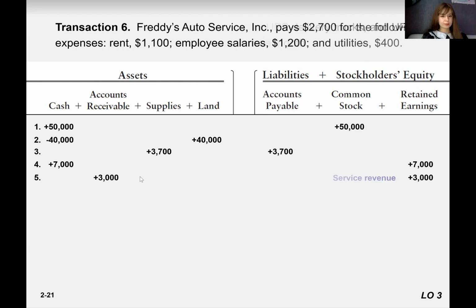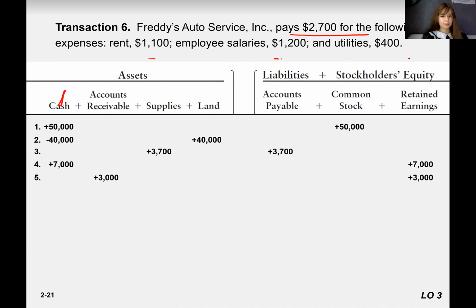Good. Transaction 6. Friday Auto Service pays 2,700 for the following expenses. The question is silent on what they pay through. It means, of course, through cash. If the question says through credit card or something, it is also cash. If they say through bank, it is also cash, because cash includes both cash plus cash equivalents, right? So Friday pays 2,700. Yes, 2,700 they pay, which means 1,100 belongs to rent, 1,200 belongs to salaries, 400 belongs to utilities. So these are expenses.